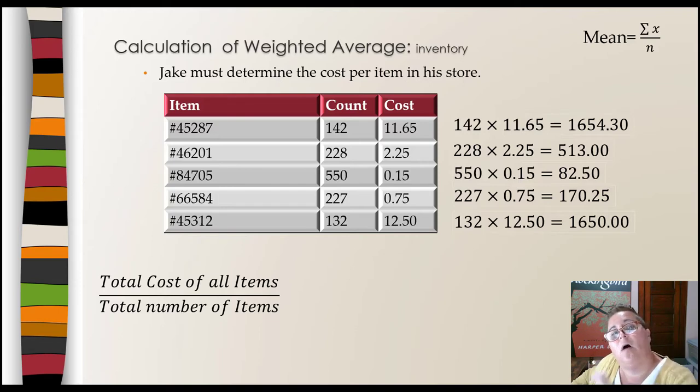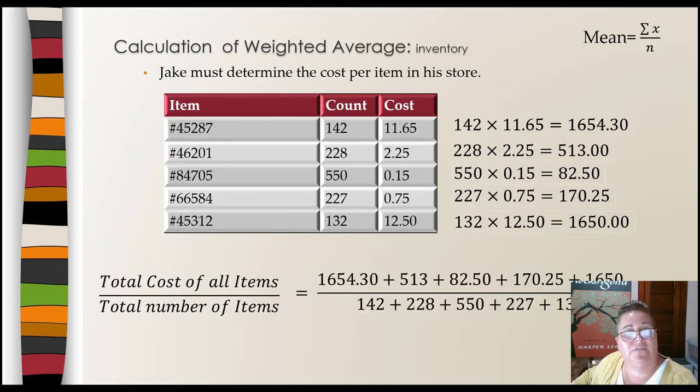I need to add up all of those total costs, the cost for each category. So I'm going to take 1654.30 plus the 513 plus 82.50 plus 170.25 plus 16.50. And then I need to divide all of those by the total number of items. Now, the total number of items I'm going to find by adding up the count. So I want to add up everything that has a count. So I'm going to add up the 142, the 228, the 550, the 227, and the 132.